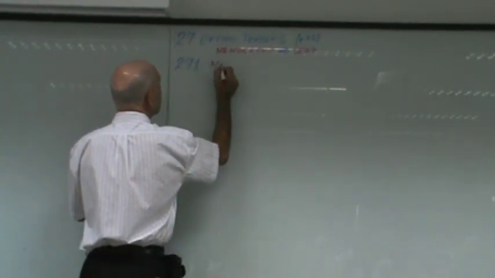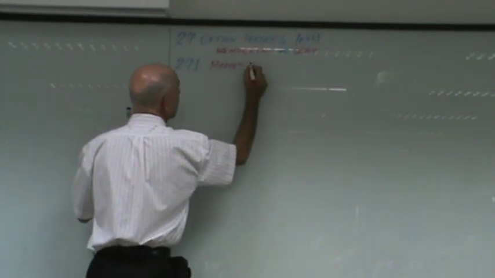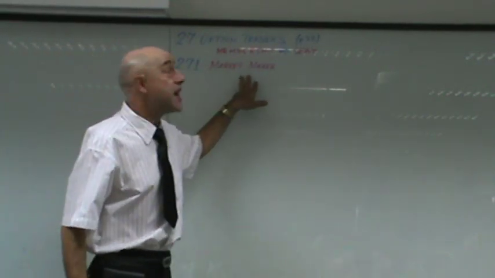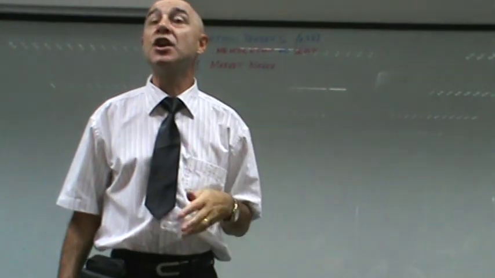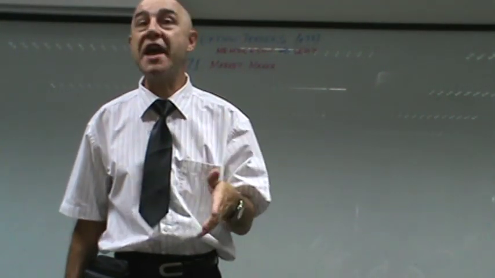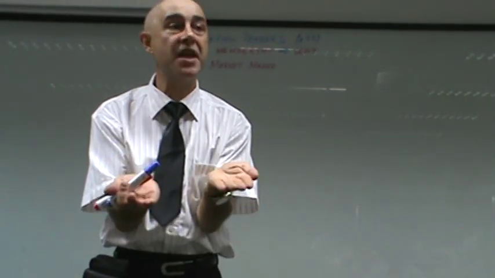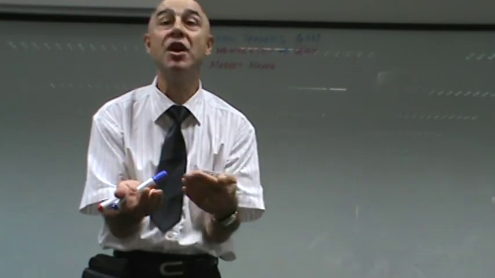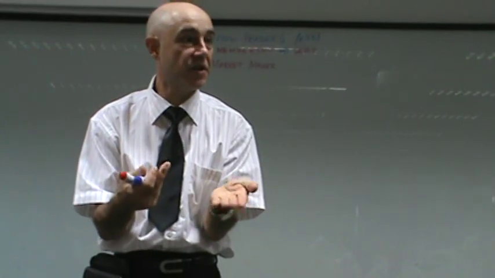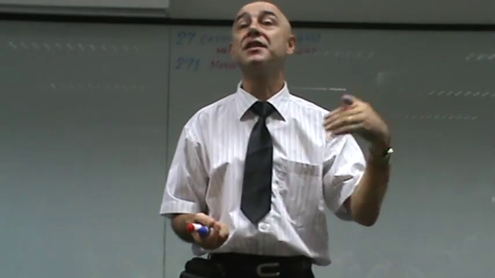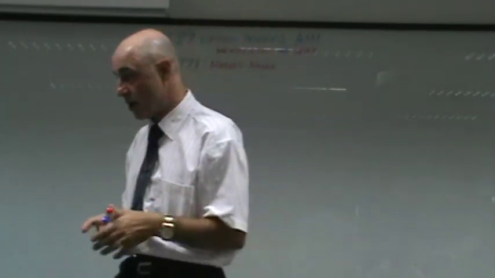Market maker. Market maker is a market participant who is required to make at any time a bid and an offer. The market maker is required at any point in time to provide a bid and an offer. This means if you want to sell, the market maker must buy. If you want to buy, the market maker must sell. Okay?